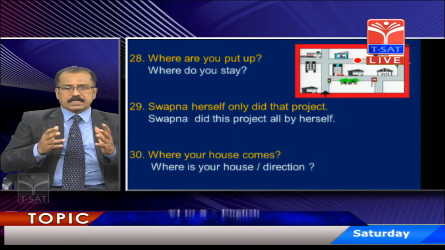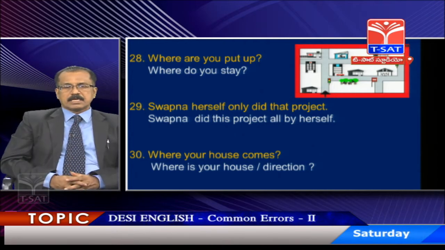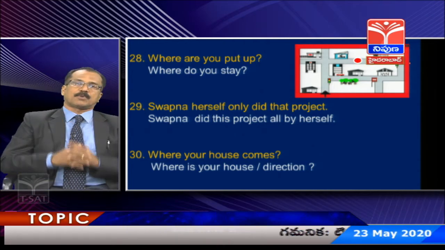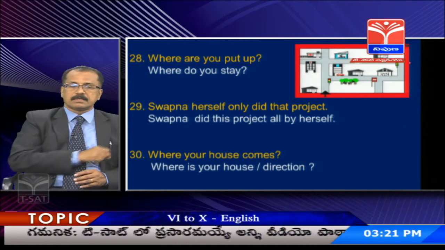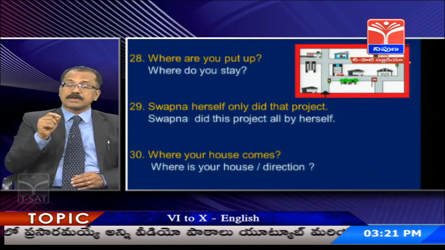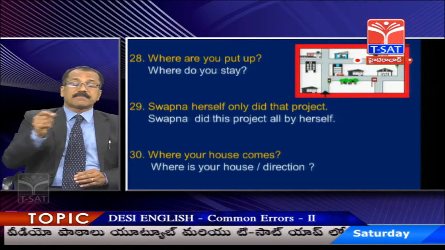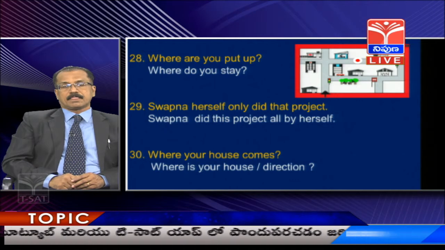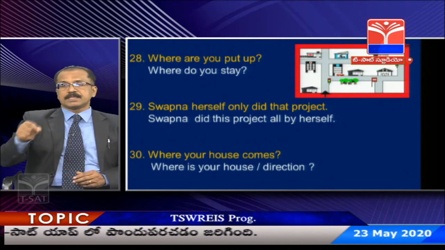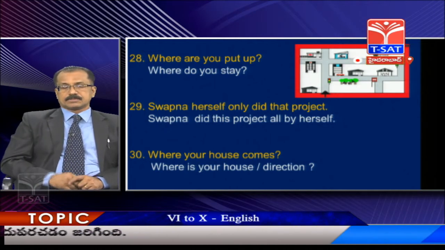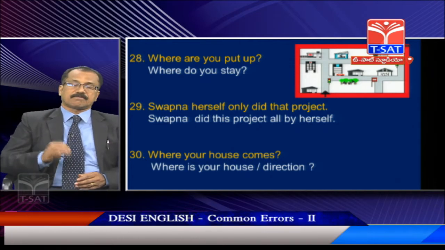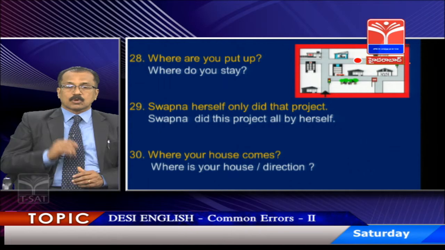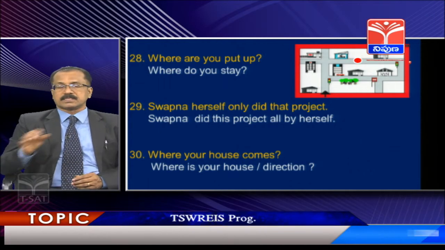Okay, the next one. You want to say that somebody did that work project. Swapna herself only did that project. You should be very careful when using the word only. That only can give you different meanings when you put it in a different place of the sentence. Swapna herself only did the project. You should never say that. You should say, Swapna did this project all by herself.